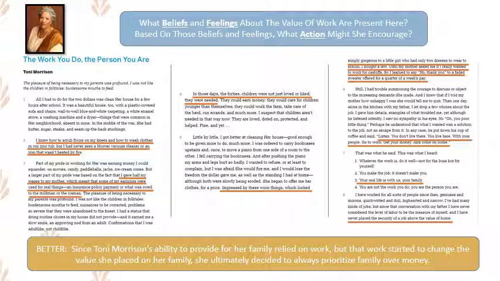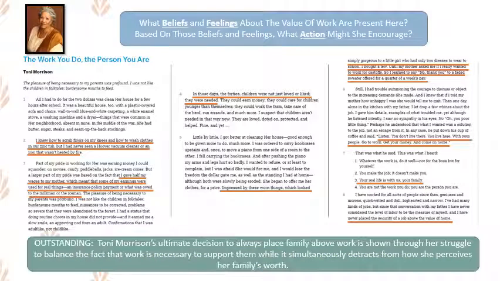The last way that we might write this argument or express this argument is to really own it and to phrase it in a way that's individual to us. So I might phrase it like this. Toni Morrison's ultimate decision to always place family above work is shown through her struggle to balance the fact that work is necessary to support them while it simultaneously detracts from how she perceives her family's worth. Now, this is teacher speak, but it's probably what you should be going for.